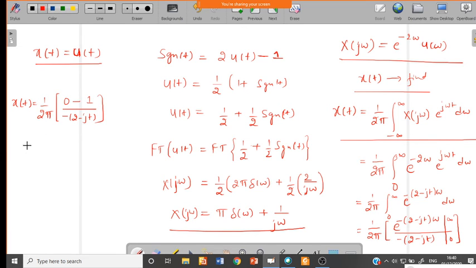So this will give 1 over 2 pi into 1 over (2 minus j t). This is the x of t signal. Okay, take another one and try to find out the Fourier transform.